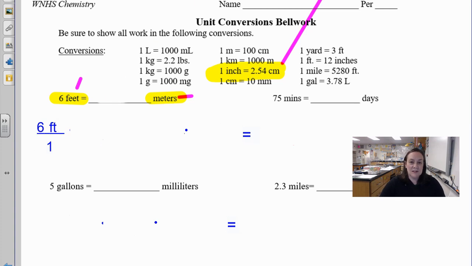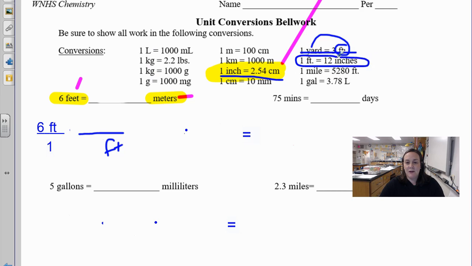And then as soon as I see that I have feet at the top, I'm going to draw another line, and I want to immediately put feet at the bottom. Now I'm going to take a look and see what I can change feet into that might get me closer to this. I see feet here, but that's going to take me to yards, so I don't want that one. But I have feet that's going to get me to inches so that I can use this one next. So I want feet on the bottom, so 1 foot is 12 inches.